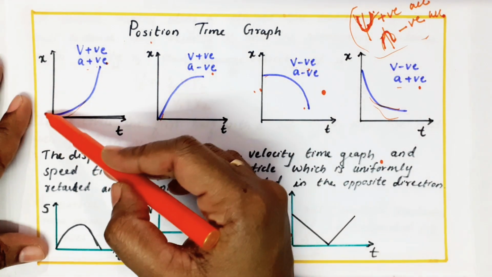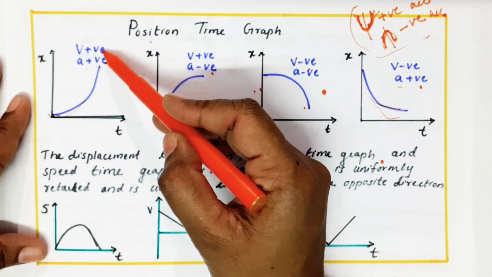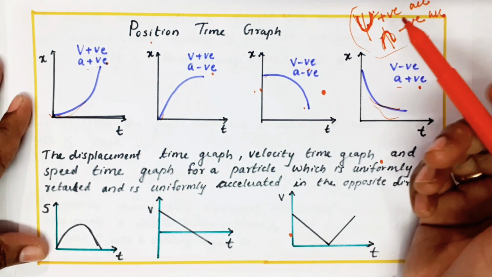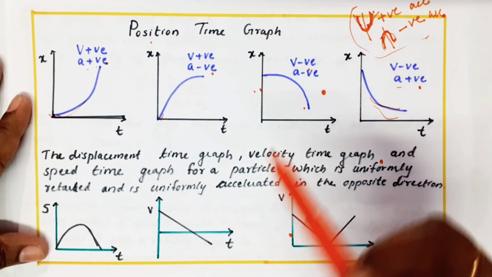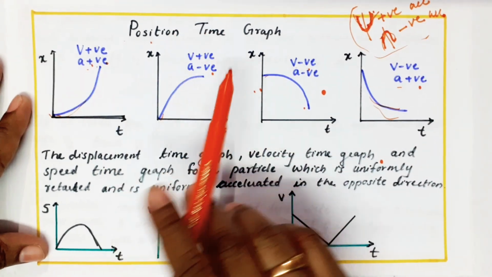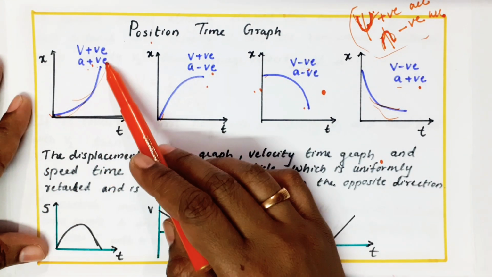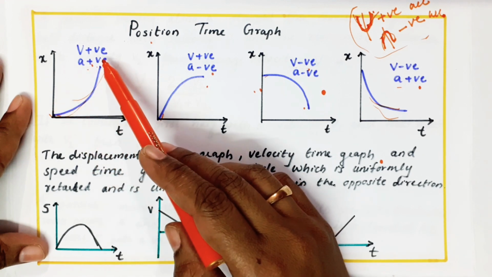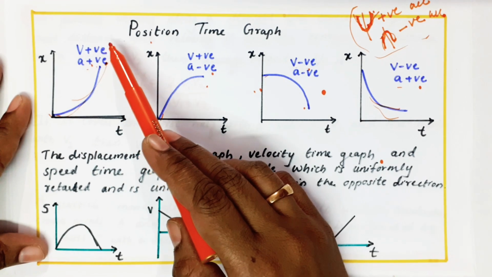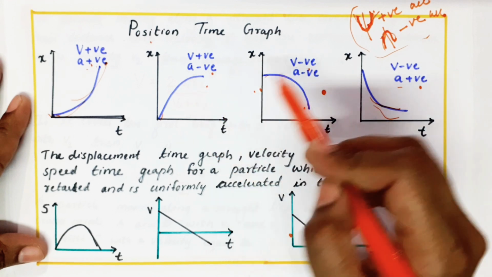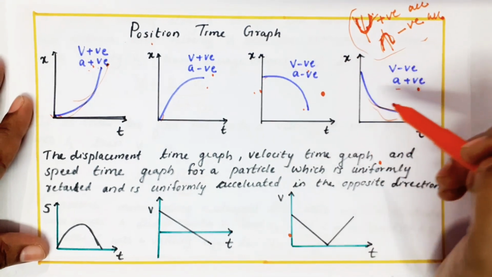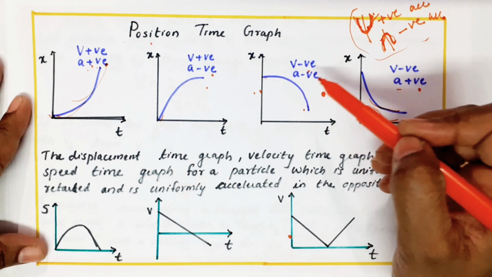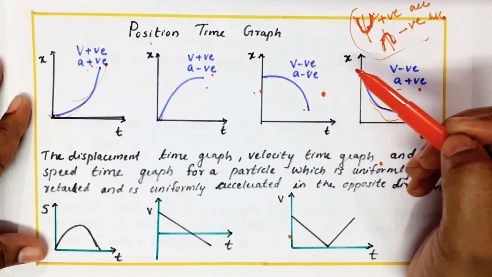Another one I told: if as time increases displacement is increasing, it's a positive velocity. But if as time increases displacement is decreasing, it means a negative velocity. So positive velocity, negative velocity. As time increases, displacement is increasing means positive velocity. This also is positive velocity. But in these two cases, as time increases, displacement is decreasing, so it is called negative velocity.